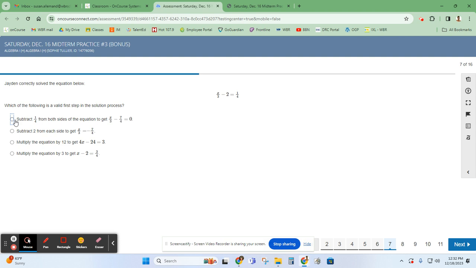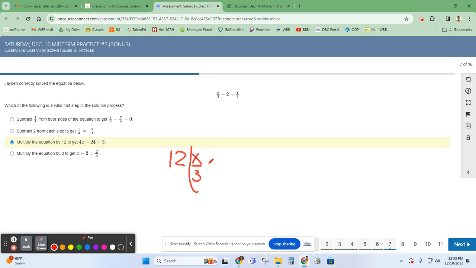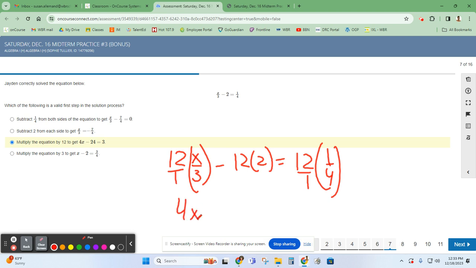Multiply the equation by 12. Multiply the equation by 3. Okay, yeah. So it looks like this one is multiplying the equation by 12 because 12 times x over 3 minus 12 times 2 equals 12 times 1/4. This will give me 4x. This gives me 24. This gives me 12 over 4, which is 3. So that's the right answer.